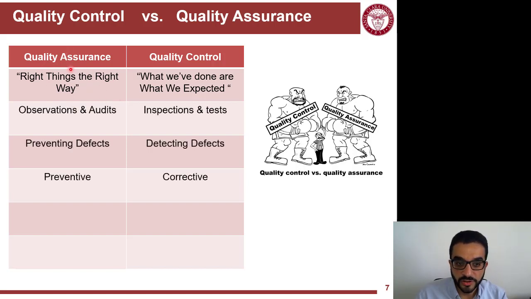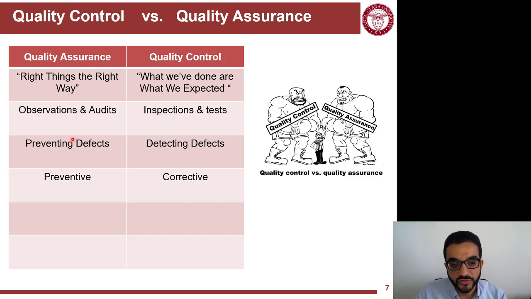Another thing is quality assurance is based on observations and audits. So your goal is not to do the tests. Maybe you do tests to validate the quality control tests, but your tests are not the main tool here. Quality control inspection and tests is the main tool. You're doing a lot of tests, you document the results, you compare them to the threshold, and make corrective actions. This is why quality control is about detecting defects, and this is why it's corrective. So when you find a defect, you correct it.